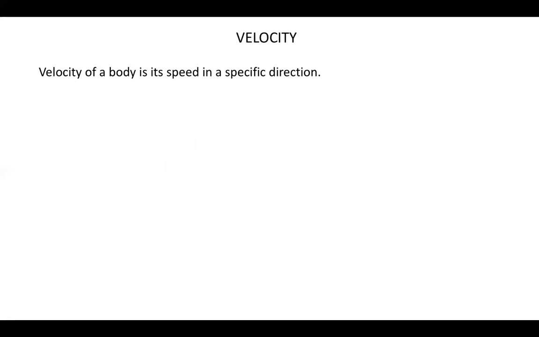Now, the rate of motion of an object can be more comprehensive if we specify its direction of motion along with its speed. And the physical quantity which specifies both speed and direction is called velocity. So velocity of a body is its speed in a specific direction. So when we specify the direction of an object along with its speed, we are referring to the velocity of that object. So speed plus direction becomes velocity.